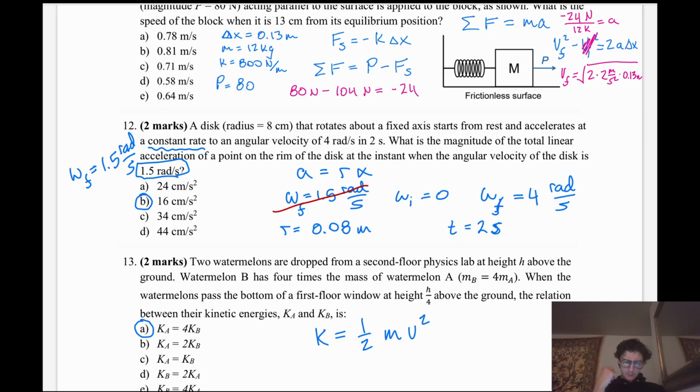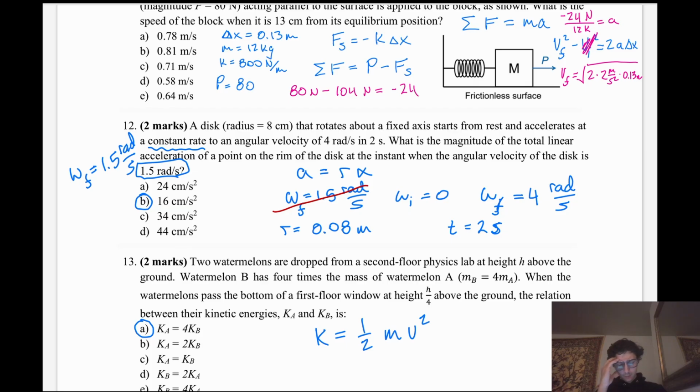A disk of radius 8 centimeters rotates about a fixed axis. I think this one we did well. What is the magnitude of the total linear acceleration of a point on the rim of the disk at the... Oh, but it says total linear acceleration. This word total spooks me a little bit. Do we have to do some subtraction or something? Like, we take this A and subtract AC from it? I don't think so.